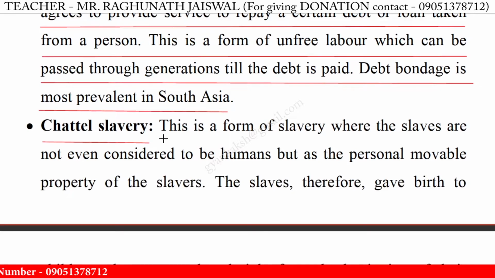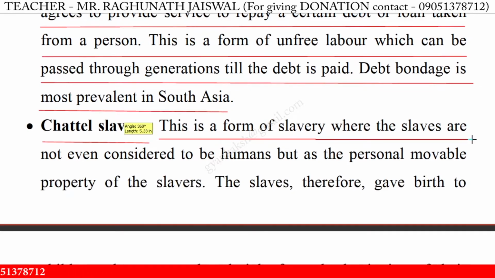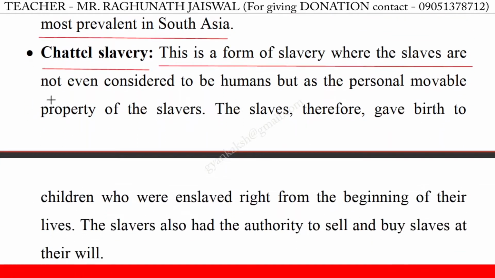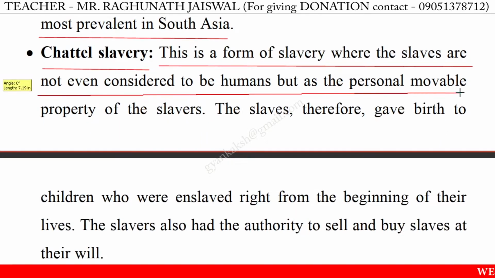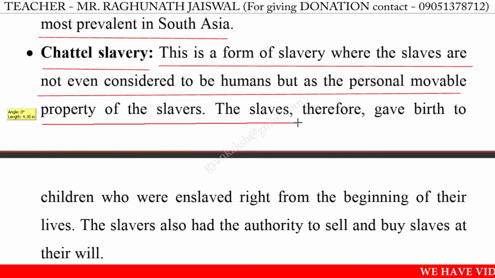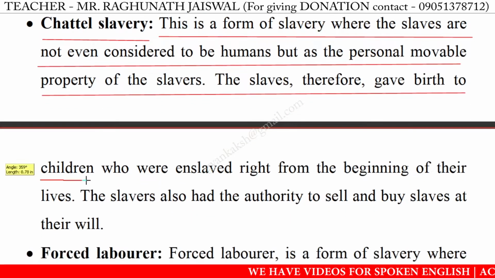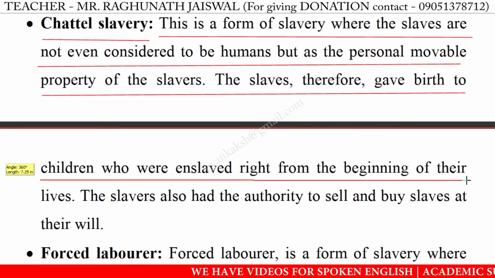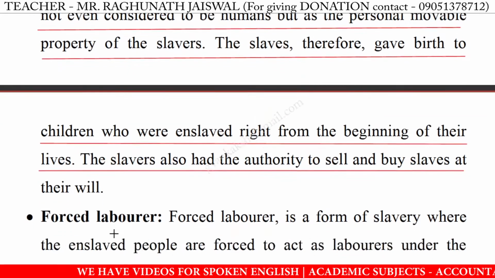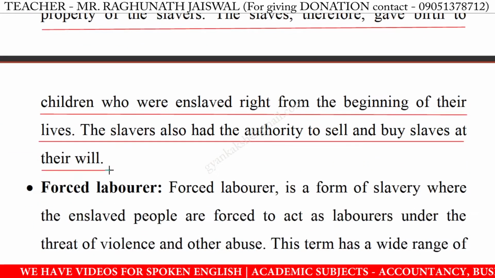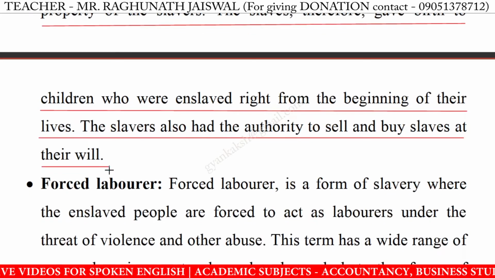Chattel slavery. This is a form of slavery where the slaves are not even considered to be humans but as the personal movable property of the slavers. The slaves therefore gave birth to children who were enslaved right from the beginning of their lives. The slavers also had the authority to sell and buy slaves at their will.